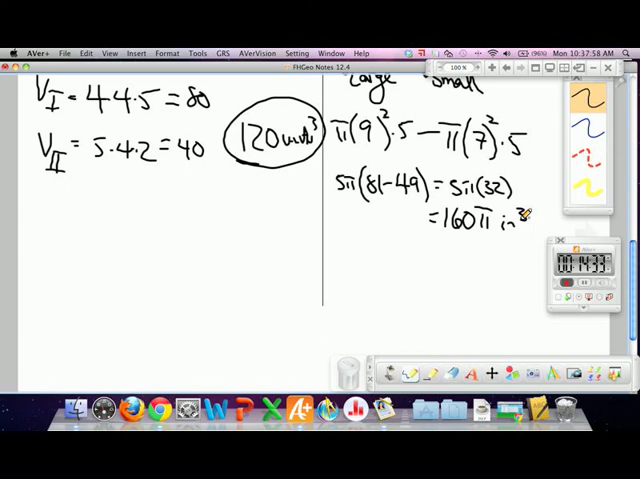More useful in the real world sense here might be to find the approximate value of 160 pi. Can someone calculate that for me? It should be in the neighborhood of about 480 or so. 502. There's an approximate answer that's maybe a little more useful to us: 502.66 or so, depending on how you round, cubic inches.